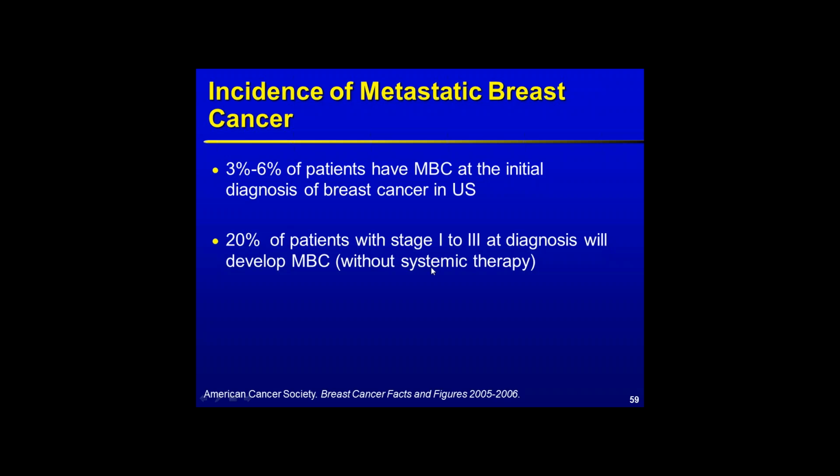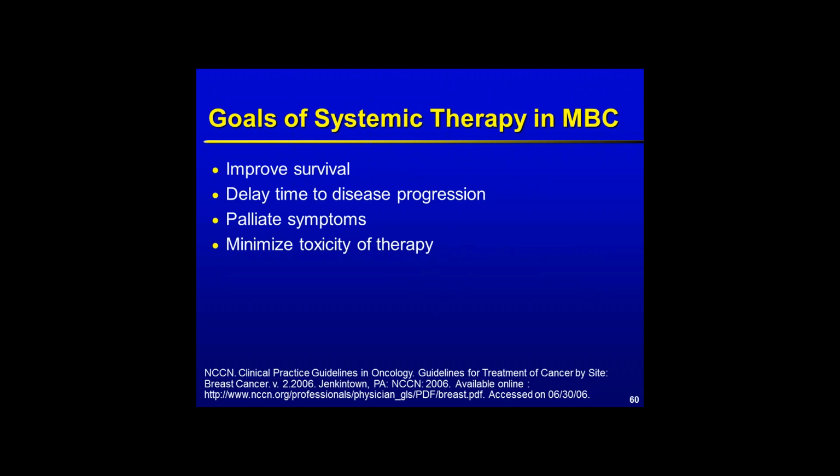I think I'll skip that. Let's go on to metastatic breast cancer and spend just a few minutes talking about this. 3 to 6% of patients have metastatic breast cancer at the initial diagnosis of their disease, and we see that a little bit more frequently in Memphis because of our population. 20% of patients with early stage breast cancer, unfortunately, despite our best efforts, will still go on to develop metastatic breast cancer. And the goals of systemic therapy are somewhat different than the goals of adjuvant therapy.